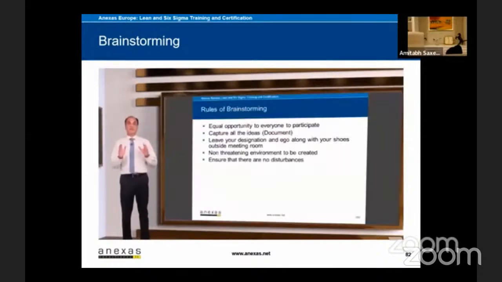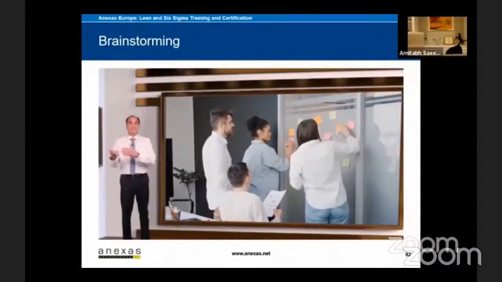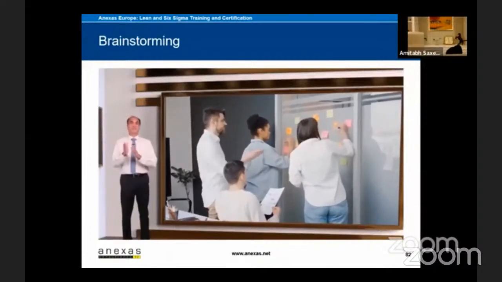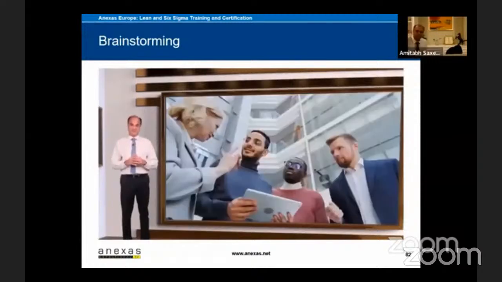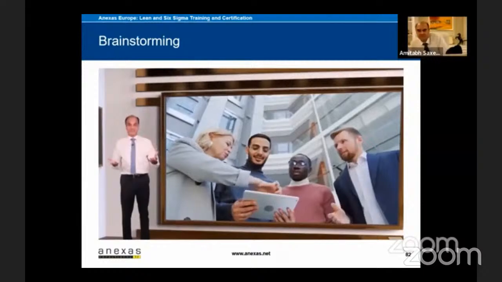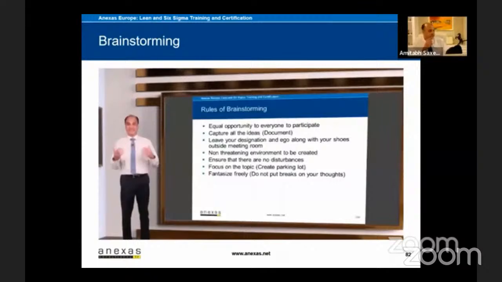Also, we should ensure that wherever the brainstorming is taking place, there should not be any disturbance, so people are focused on brainstorming. Sometimes people might deviate from the topics. There is a tendency that some important issue crops up during the discussion. So at that time, you can always create a parking lot saying that, well, this idea or this issue is very, very important, and we can park it to be discussed after a while once we complete the brainstorming on this particular topic. We should encourage people to fantasize freely. We should not put brakes on our thoughts. So you can give some out-of-the-box ideas, you can give some wild ideas, and if people are giving you wild ideas, they should be encouraged.